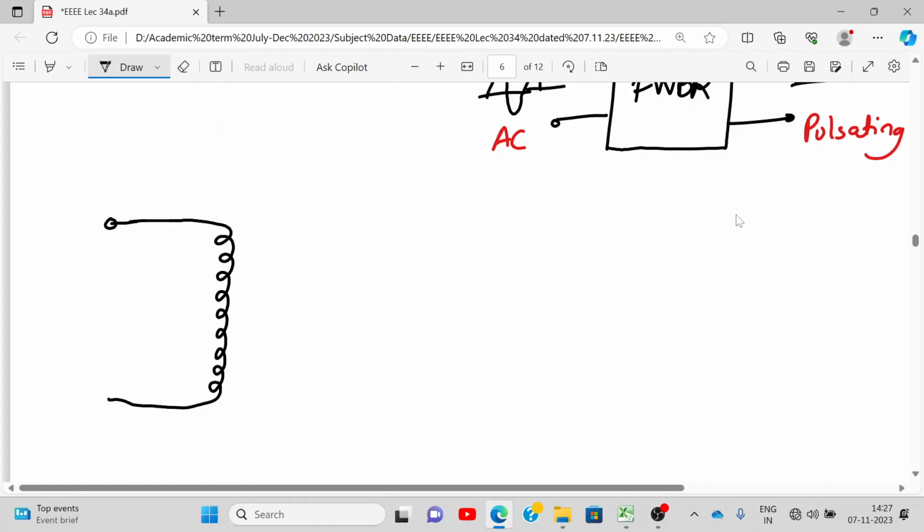Okay. Here is my AC mains. Then I have a laminated core. Then I have secondary windings. Should it be less, more, or the same? I am using a step down transformer, right? So it will be less.